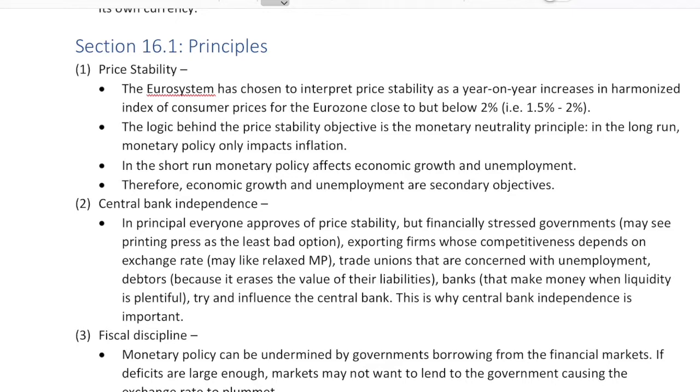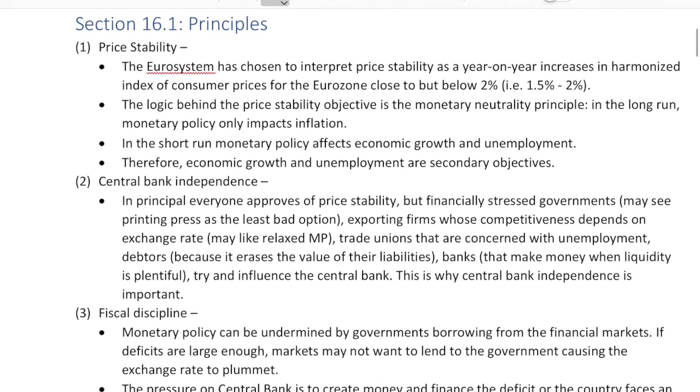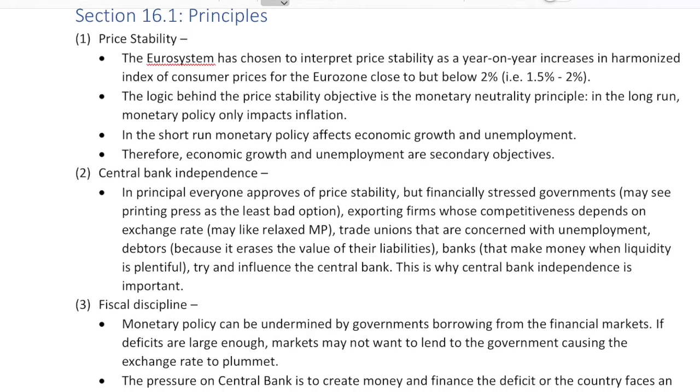And we have discussed this in the chapters before starting this chapter. The logic behind price stability has to do with the monetary neutrality principle. And if you remember, the monetary neutrality principle basically says in the medium run, monetary policy can affect economic growth and unemployment. But in the long run, monetary policy only impacts inflation.